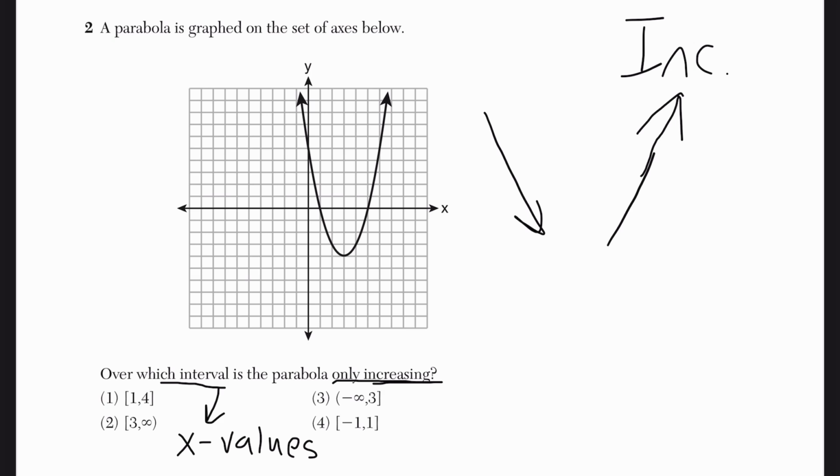So the only time this function is increasing, if you see right here, there's a little vertex, the turning point. That is the x value of 3. And from 3 on, it is always going up, up, up, up, up, up, up. So 3 to infinity. Infinity goes forever.